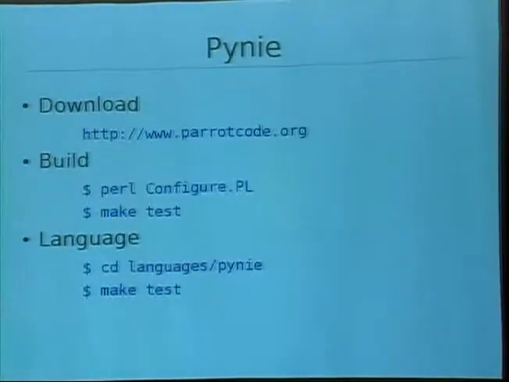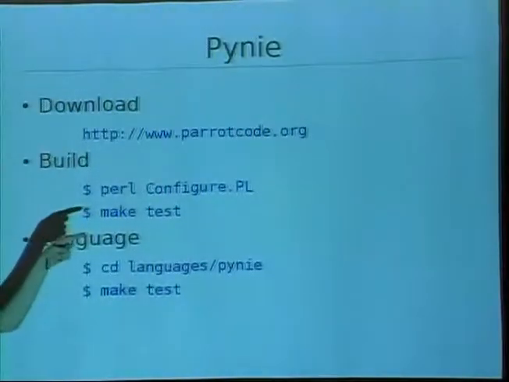So my code example is Pynie. All the languages implemented on top of Parrot have a code name of some sort. Pynie is Python on Parrot. Cardinal is Ruby on Parrot because it's a red bird. So if you want to try out a little bit of code, you can download the full Parrot tarball from parrotcode.org. Pynie is included in that tarball.